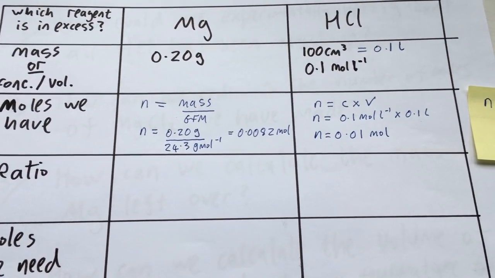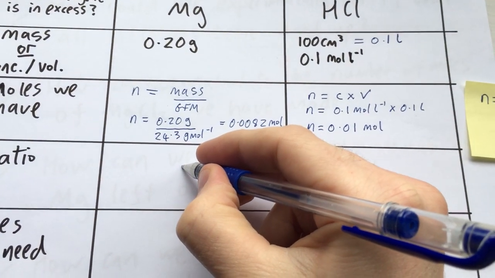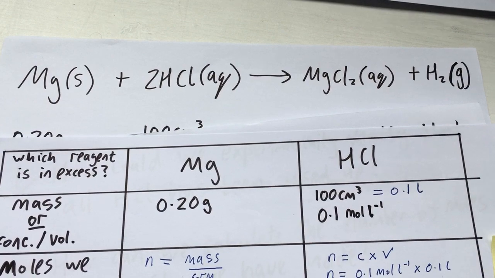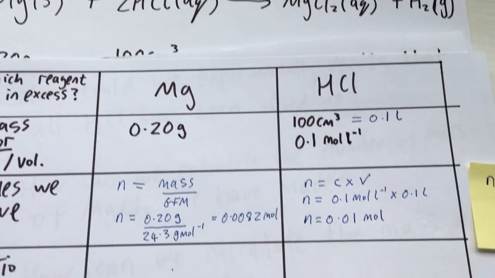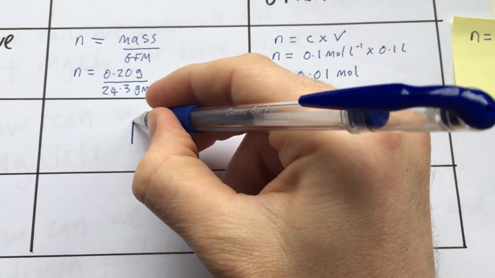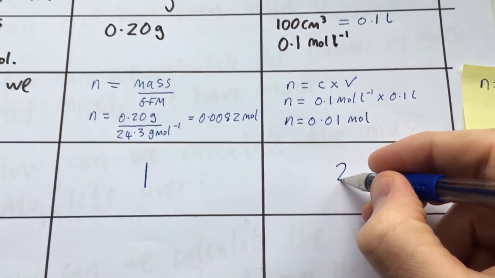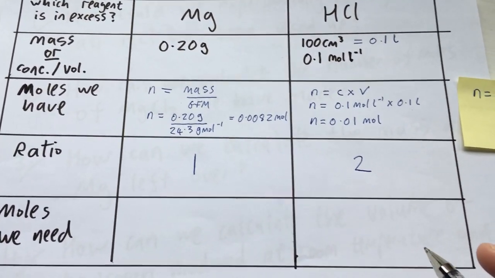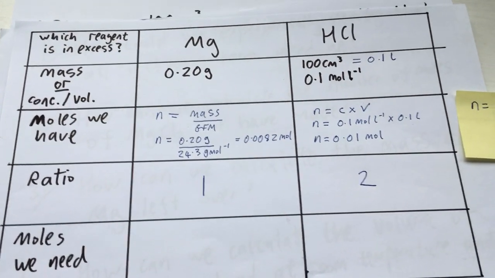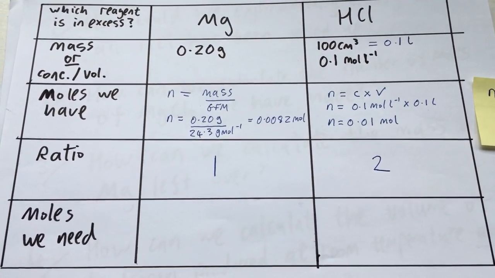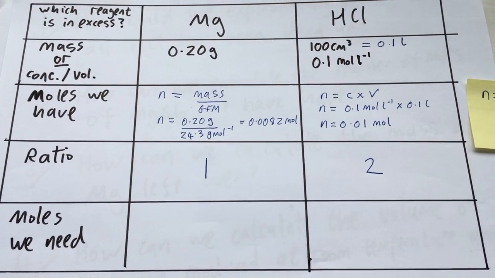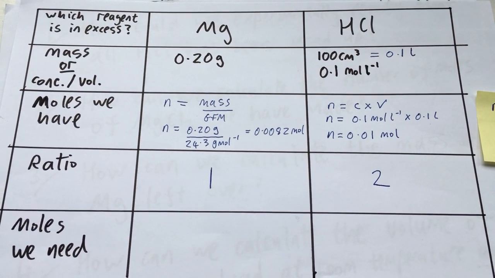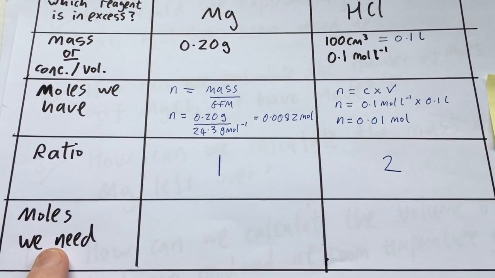So we'll start off by just reminding ourselves what the ratio of the two reactants is. Going back to our equation, 1 mole of magnesium reacts with 2 moles of hydrochloric acid. So all the time in this reaction, 1 mole of magnesium is reacting with 2 moles of hydrochloric acid. Now we've calculated the number of moles we have, and we're going to use the ratio to calculate the moles that we need of one of the reagents to react completely with the other one.